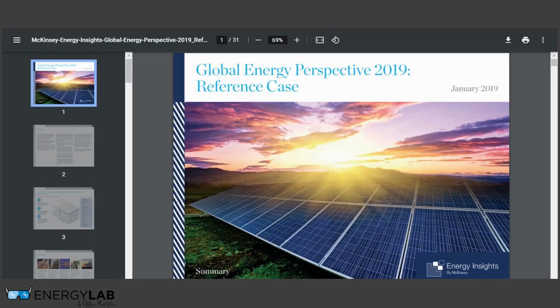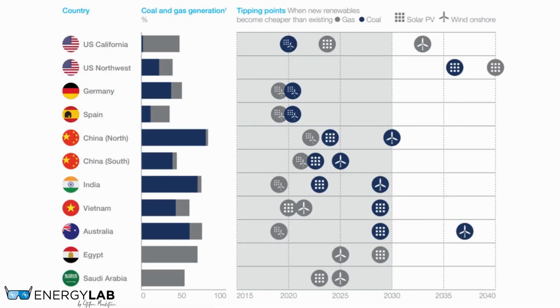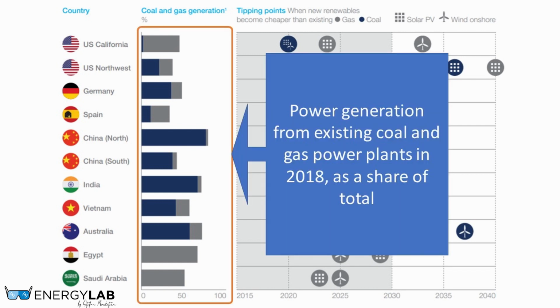McKinsey, in its Global Energy Perspective 2019, also comes to the conclusion that pretty much in every continent, renewable energy is cheaper than existing fossil fuel by the year 2030. The McKinsey chart shows in the first column a number of big industrial geographies. In the second column, it shows the share of coal and gas generation in the respective countries. Coal is depicted in blue, the gas is depicted in gray.